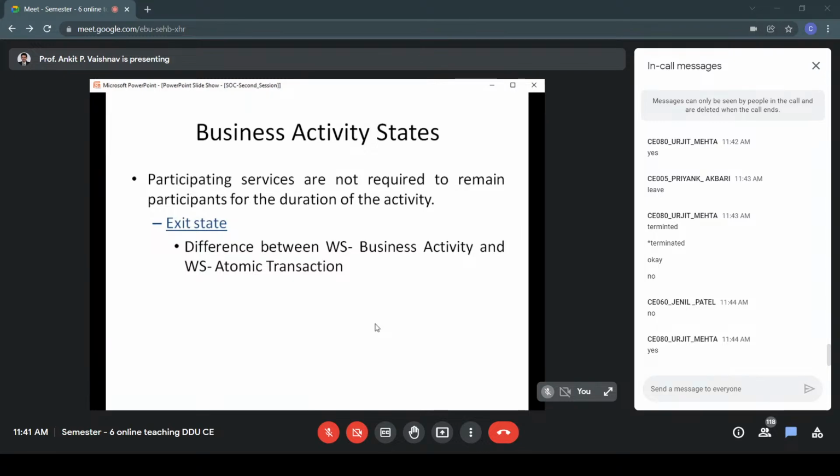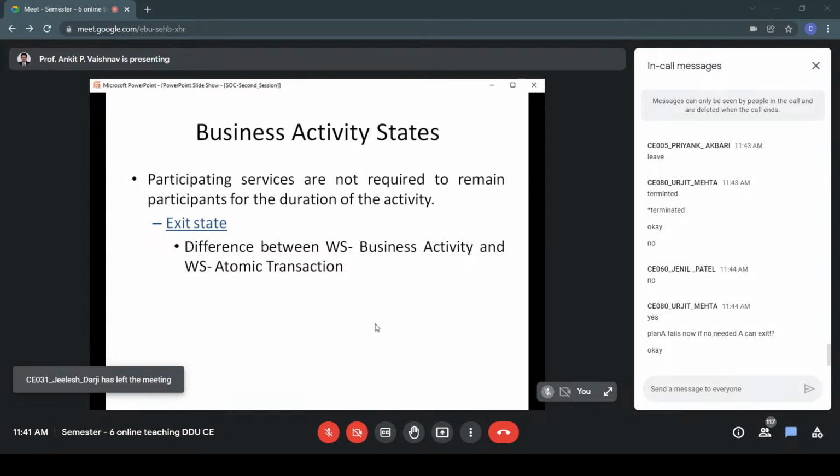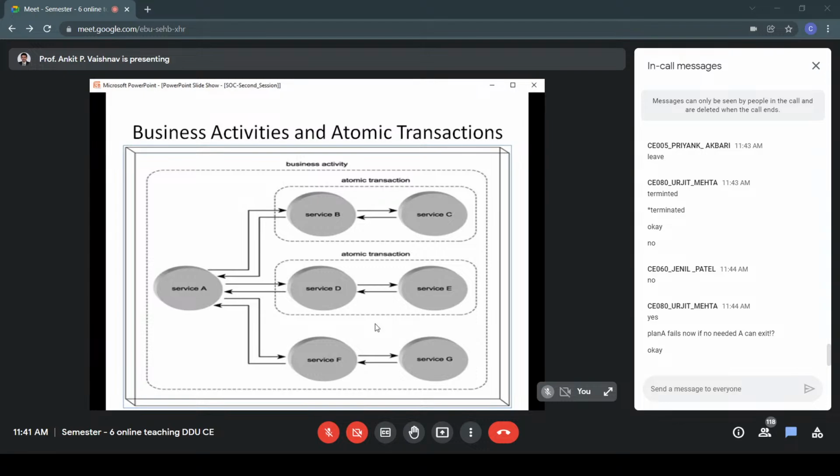Provided which protocol you should have registered with? Remember, there are two protocols, BAWPC and BAWCC. Plan A fails now. If not needed, then A can exit. Yes. If there is no plan B, then you can exit. But ideally, you will have plan B, so that won't happen. Fine. So are you clear with the difference between WSBA and WSAT?